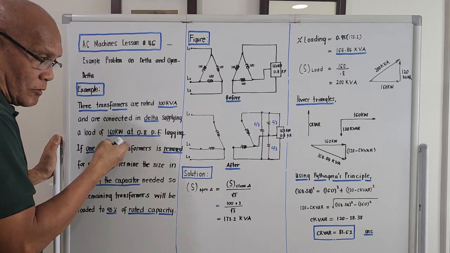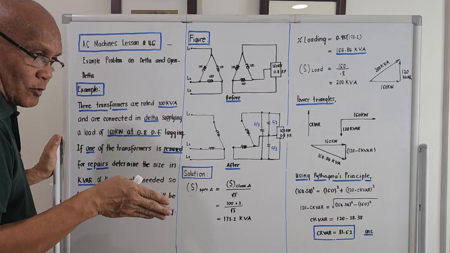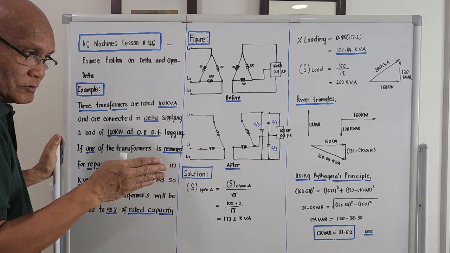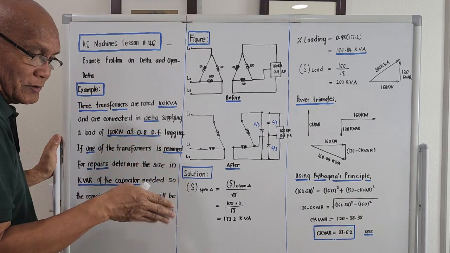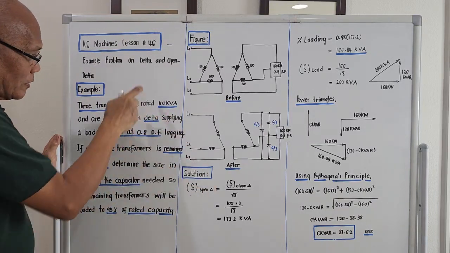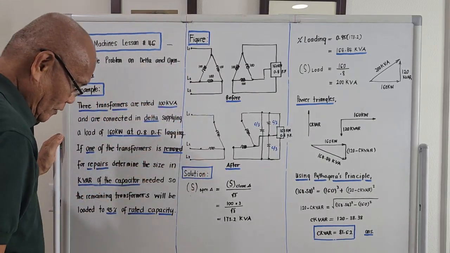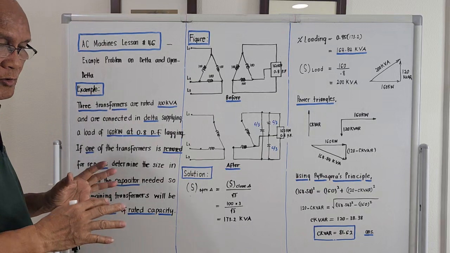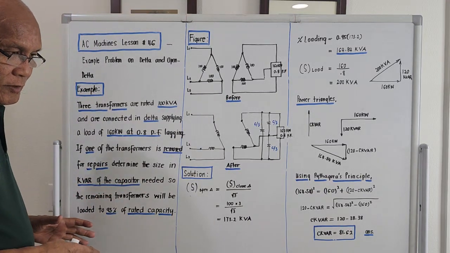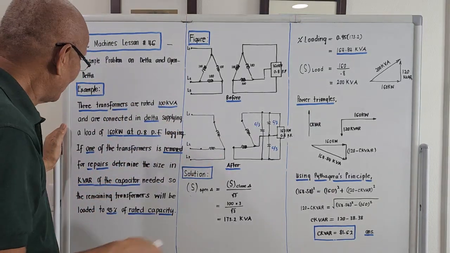delta or open delta, because one of the transformers was taken out for repair. So the problem must operate in the so-called open delta. The title of the topic is from delta to open delta connection. So at least we know how to compute the requirements if there is a conversion from delta or closed delta to open delta.